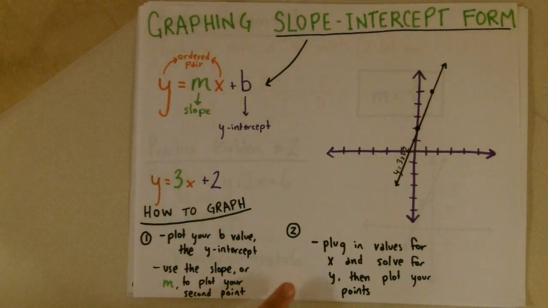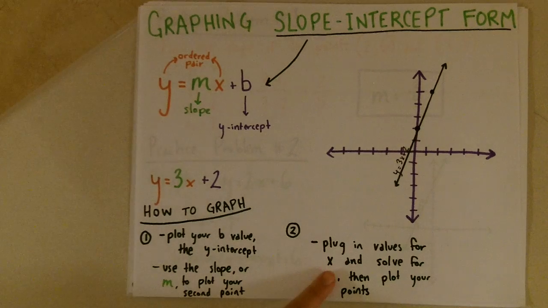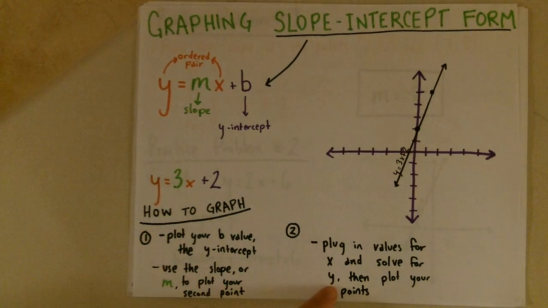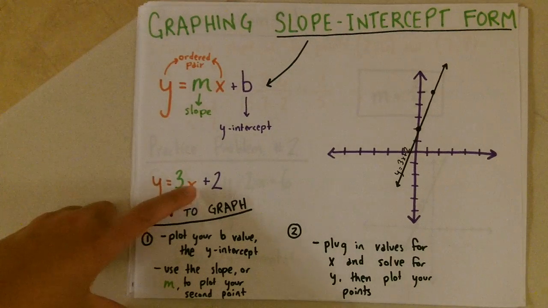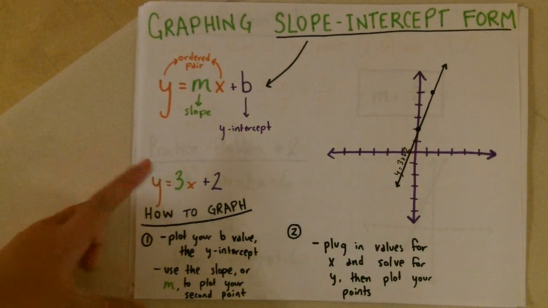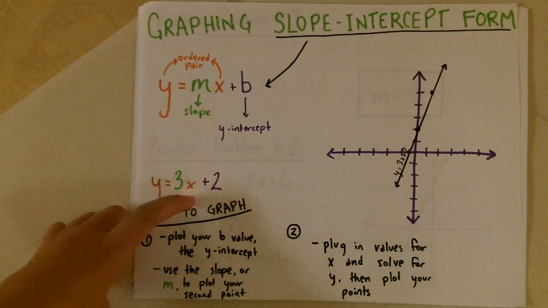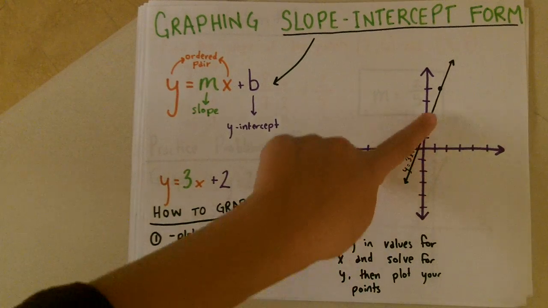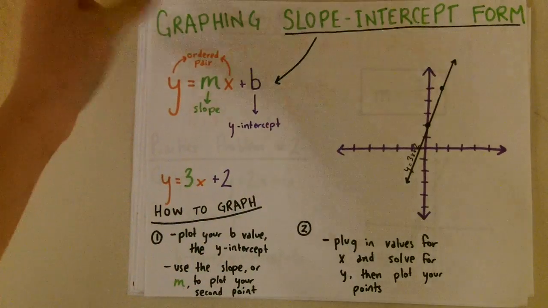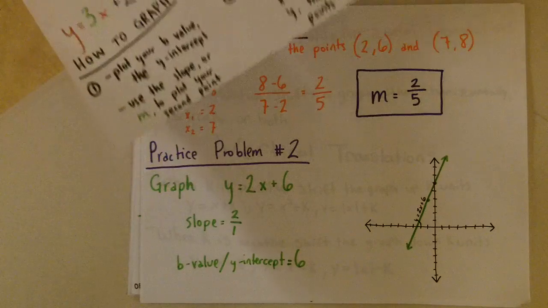The second way that you could graph this, you can plug in values for x, and then you can solve for y, and then plot those points. So in this case, we could plug in 1 for x, so you go 3 times 1, which is obviously 3, and then plus 2 is 5. So you would have (1, 5). So you go to your 1, and then go to 5, and it is still on the line. So that's the second way that you could graph.